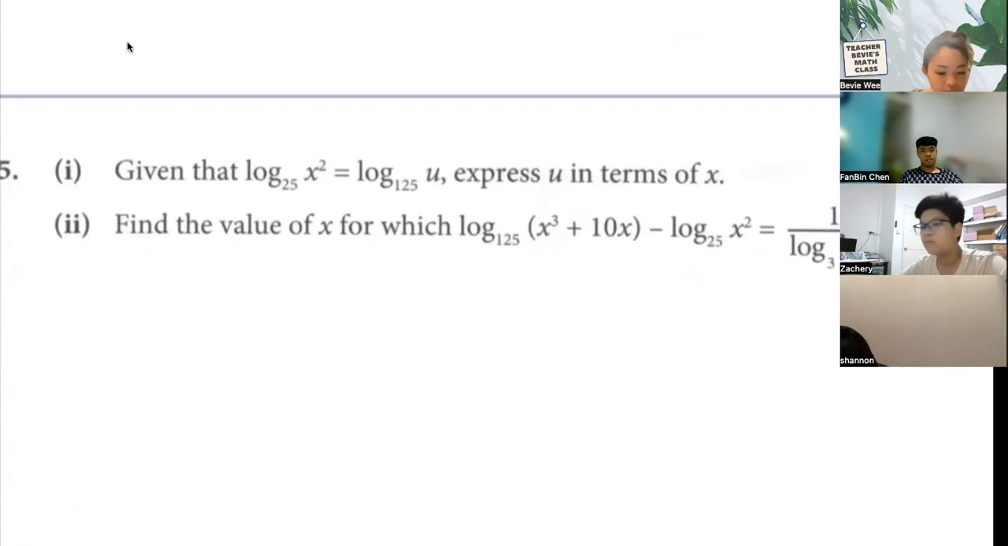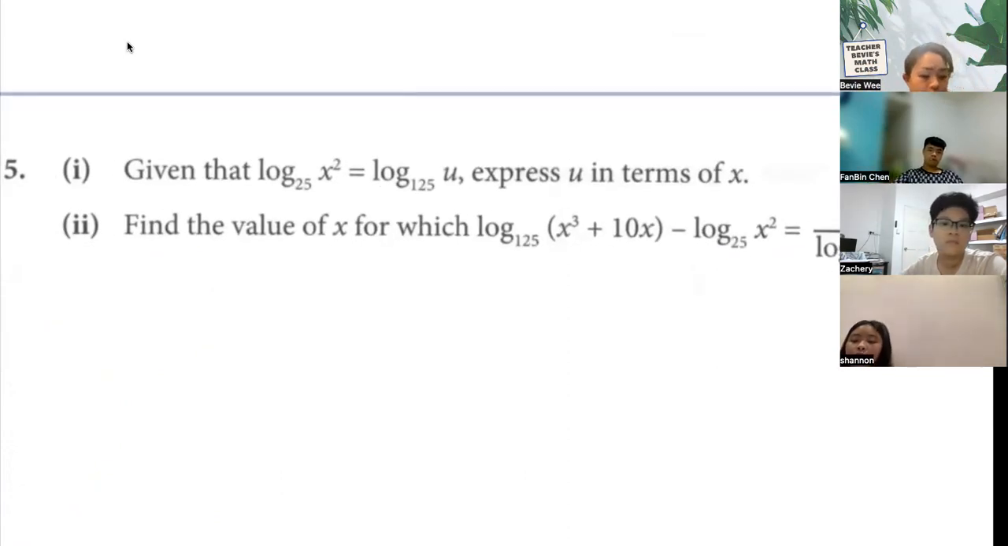Okay, this one first. 5 part 1. Given that log base 25 of x squared equals log base 125 of u, I want to express u in terms of x. Meaning I want u equals to blah, blah, blah x. My base is not the same, so I can't just drop it. What should I do from here?